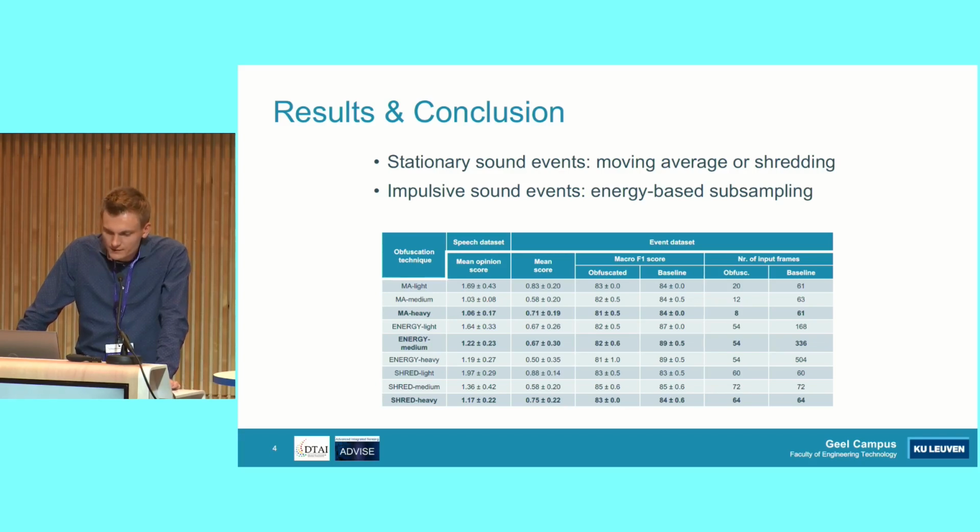We can see that moving average heavy does a very good job at obfuscating. Shred heavy does a less good job in obfuscating. And then energy medium also does an adequate level of obfuscation.